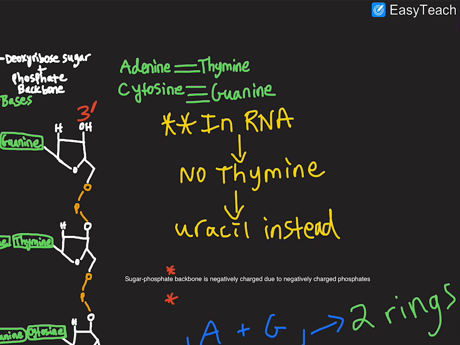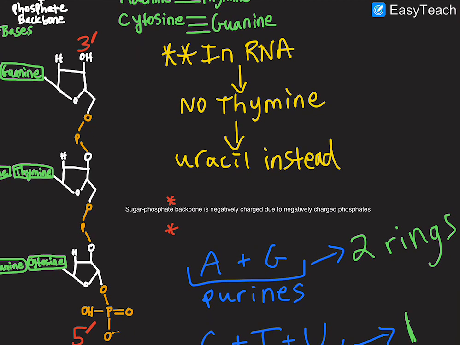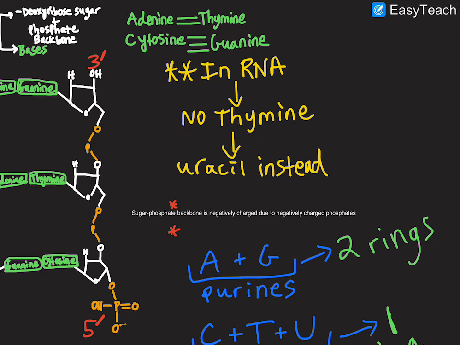It's also important to note, for the future when we talk about histones, that the sugar phosphate backbone that we see is actually negatively charged. The reason for that is these phosphates, okay? These phosphates are negatively charged, so that makes the whole sugar phosphate backbone negatively charged. Let's just keep that in mind for now.